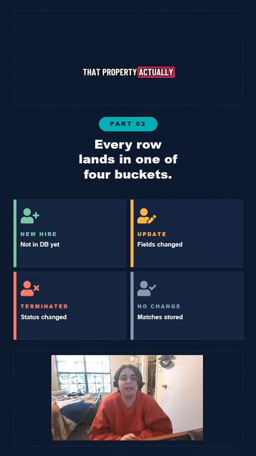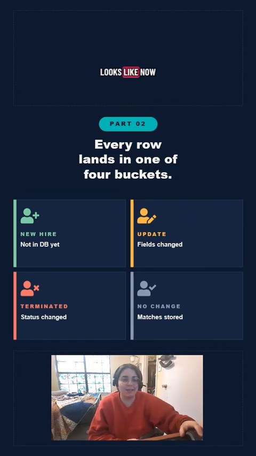That property actually has a name. It's called idempotency. It's a really hard word, which basically just means safe to run over and over without breaking anything. And that's why this kind of setup is safe to run on a schedule later instead of only by hand. Speaking of running it, let's actually walk through what that looks like.